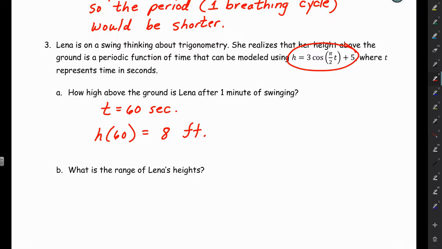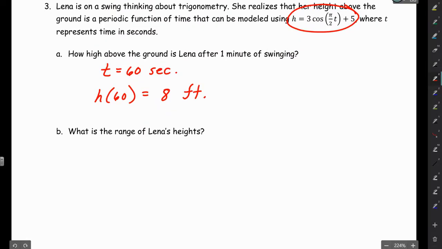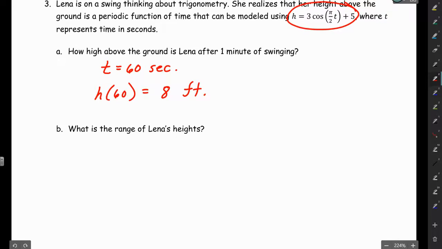What is Lena's range of heights? Now, this looks like it could be kind of a tricky question if you're thinking you have to sketch the whole graph, but all we really care about is finding the minimum and the maximum values. So let's just kind of start to sketch the curve. We know that our x-axis is time in seconds, and our y-axis is the height in feet.